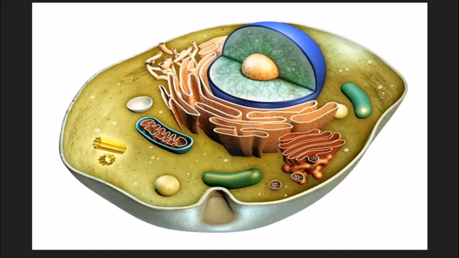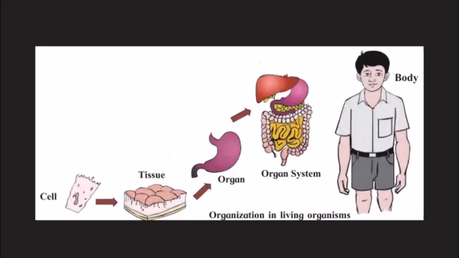Now children, do you know what cells are? Cells are the building blocks of living organisms. We all are made up of cells. In this chapter we will be learning about cells, their size, their shape and how living organisms are made up of cells. Now children, the cell is called the building block of our body.